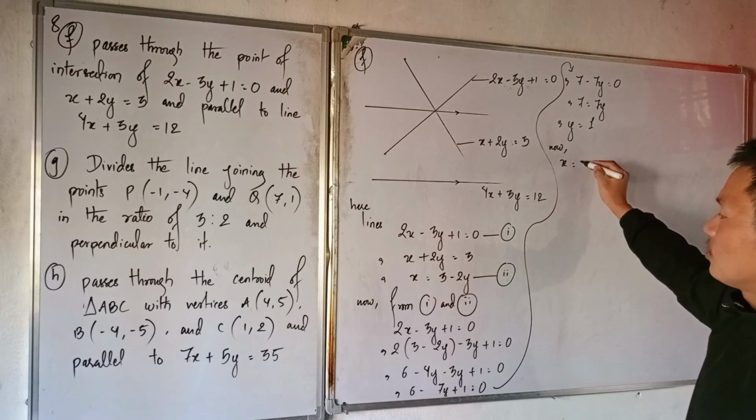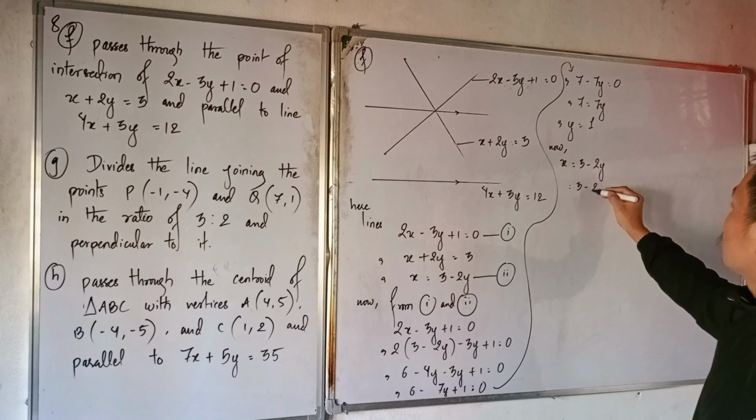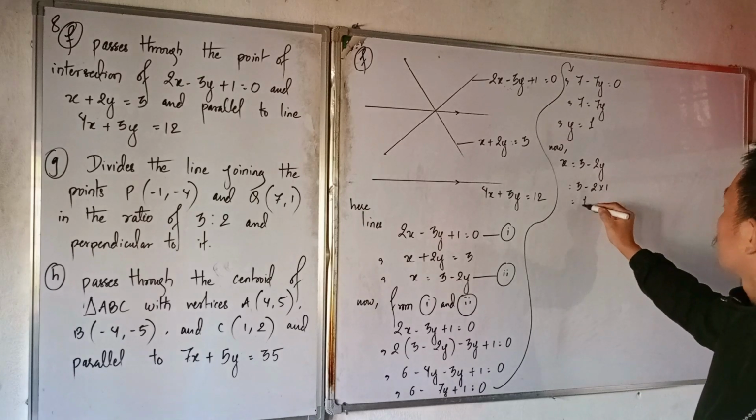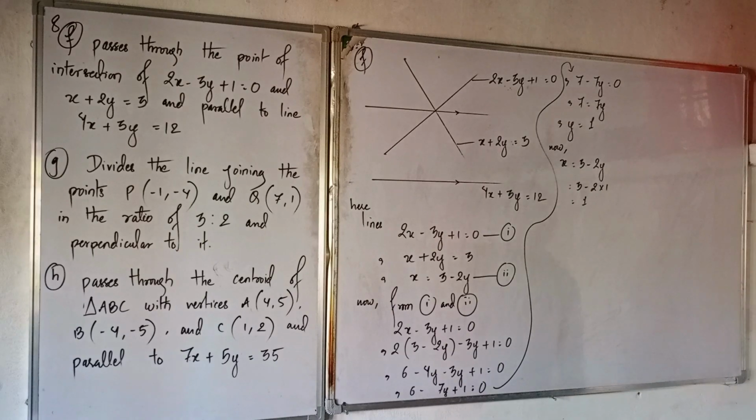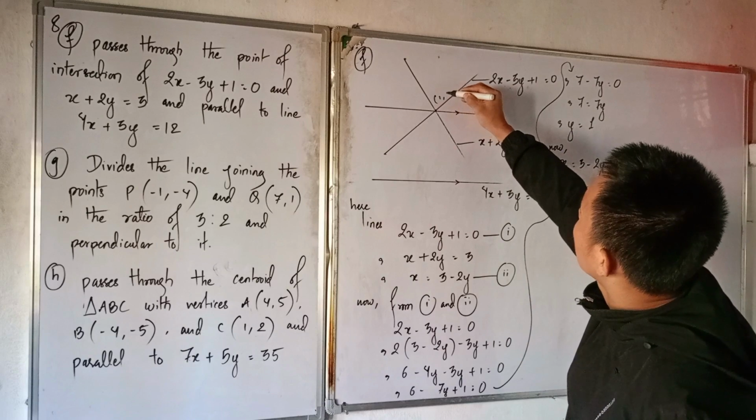We get x equals 3 minus 2y, so 3 minus 2 into 1, that is also 1. So the point of intersection you get here is (1, 1).